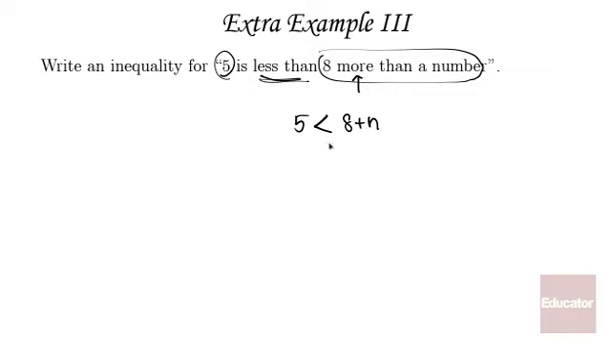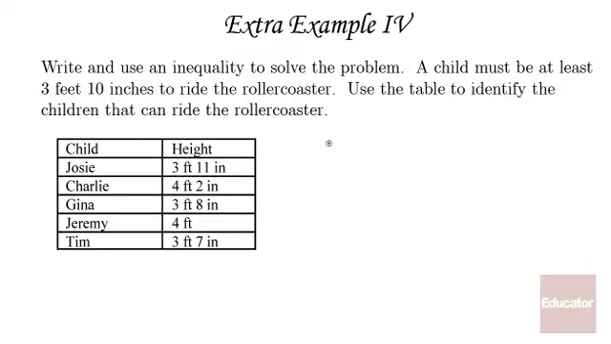Write and use an inequality to solve the problem. A child must be at least 3 feet 10 inches to ride the roller coaster. Use the table to identify the children that can ride the roller coaster. So let's first write our inequality, and then we'll plug in each of these values and see if they hold true. So the child's height, I'm going to say H for height, must be at least. So that means it could also be 3 feet and 10 inches. It could be more than 3 feet and 10 inches, or it could just simply be 3 feet and 10 inches. And those are our parameters. It has to at least hit 3 feet and 10 inches, but it could be anything more than that. So now let's see who that holds true for.